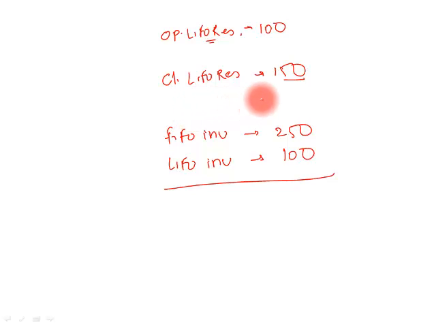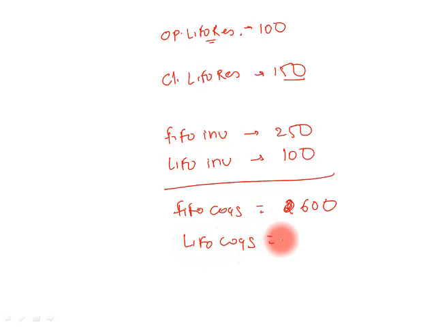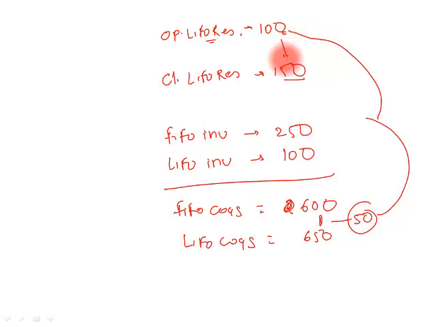Now next, let us say your FIFO COGS is 600. Tell me what's your LIFO COGS? 650 is the answer. Because the difference in the two COGS was 50, that 50 was added to your opening LIFO reserve, and that's how you got closing LIFO reserve of 150.